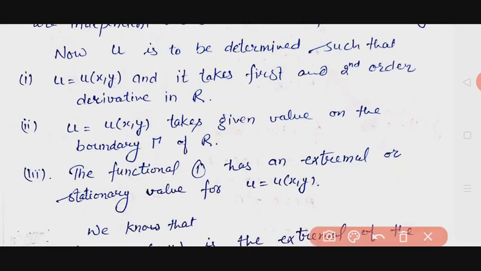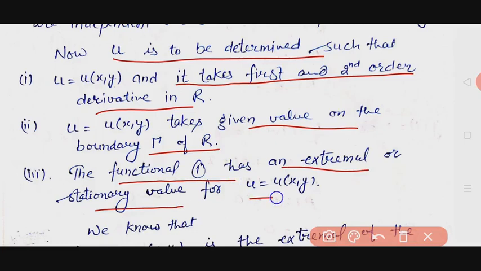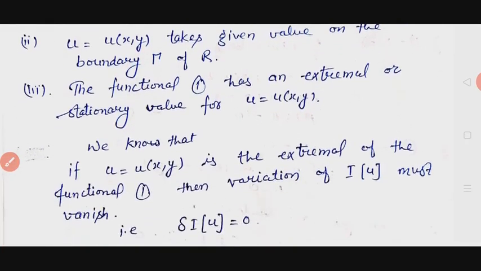u. u is to be determined such that it has first and second derivatives in the region R, and u takes the given value on the boundary of R. That means some value is given on the boundary of R, and you have to find the function u of x, y for which the functional has an extremal or stationary value. So that is our main target.